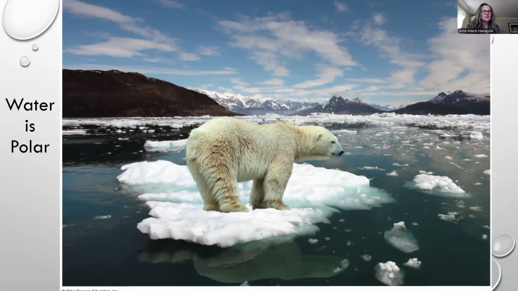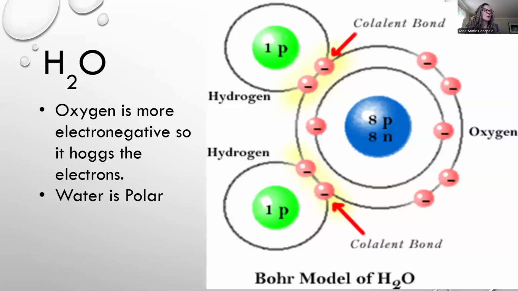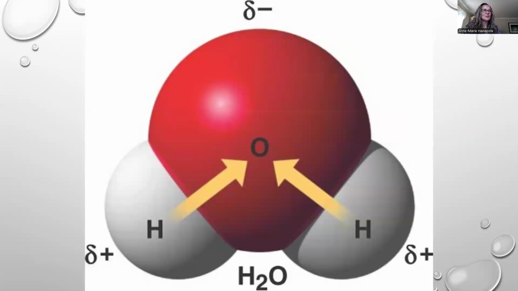And that all is due to the fact that the water molecule is a polar molecule. And water, as you know, is made up of one oxygen and two hydrogen atoms covalently bonded together. And the reason why it's polar is because oxygen is more electronegative than the hydrogens, and it keeps those electrons closer to the oxygen side of the molecule. And then that leaves the hydrogen side slightly positively charged. And that is what a polar molecule is.